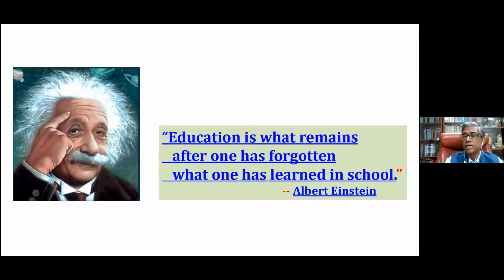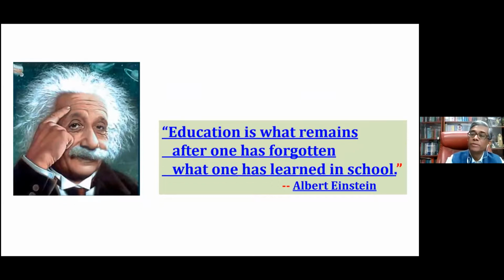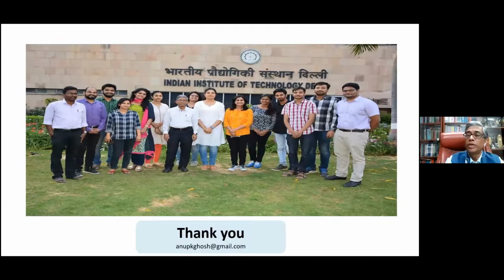I always like this quote, that education is what remains after one has forgotten what one has learned in school. So if you remember anything from my talk, I'll be happy after the end of it. These are my group of students who always work. They go on replacing, a very dynamic group. Some of them passed out, some of them are here, some of them working with me, and they're in different positions. Thank you very much for your kind attention. Thank you.